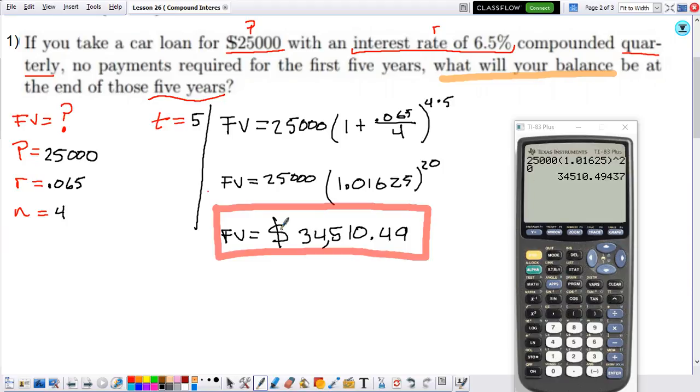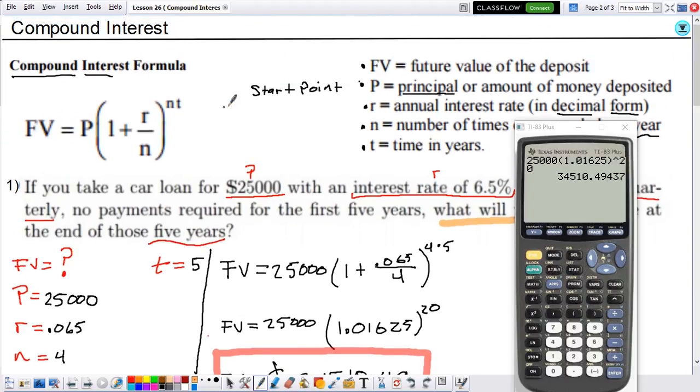So this is how interest works. You borrow money, and after a certain amount of time, you need to pay that money back plus interest. So here, you just borrow 2,500, but then after 5 years, you need to give back 34,510. So now let's look at example 2. Let's bring our formula down here.